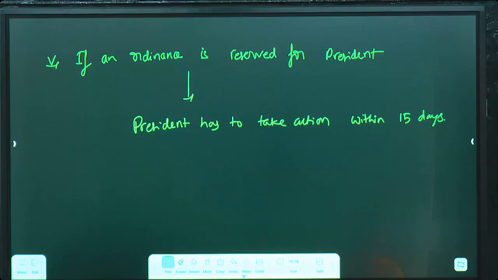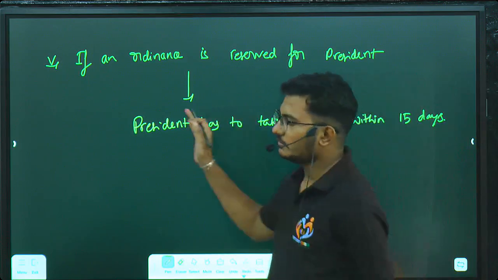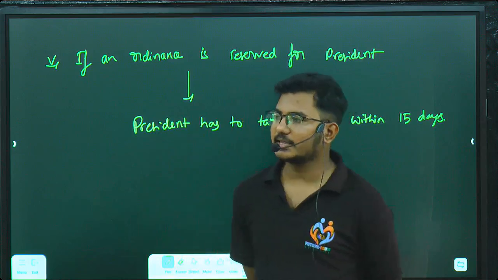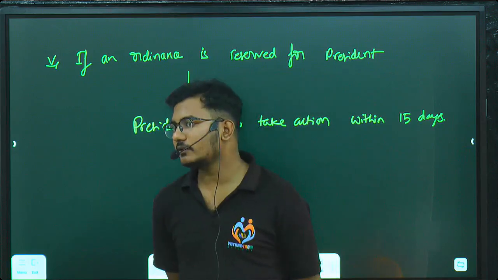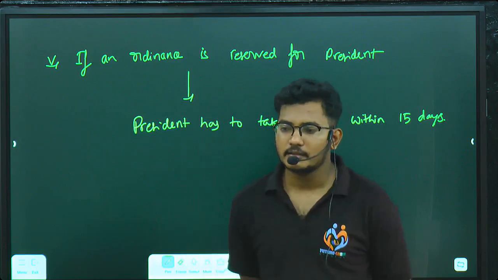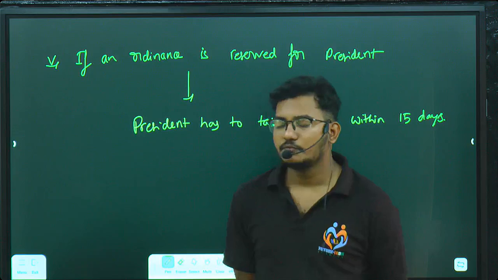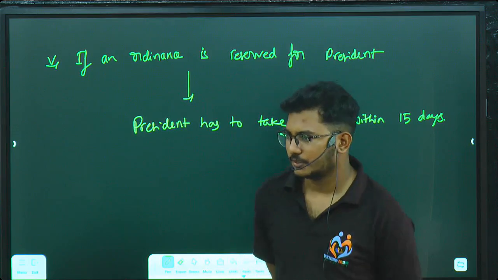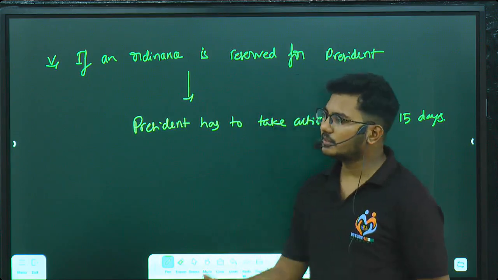Understood? So this they have said for Article 200. For Article 200, first they said, the Sarkaria recommendations: if the bill is not in line with the constitution, then only you can reserve the bill for the president's assent. If the ideology is not in line, then you cannot do so. If it is the case of an ordinary bill, the president has to take action within 4 months.